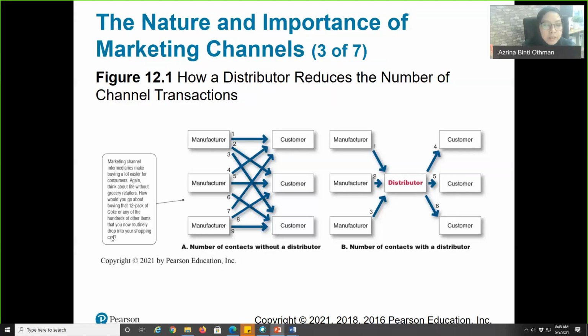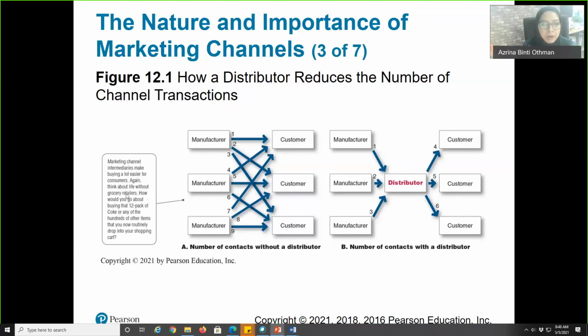So take a look at the box here. Marketing channel intermediaries make buying a lot easier for consumers. So you can make a comparison between these two, A and B. Which one do you prefer? Definitely you prefer B, instead of A.